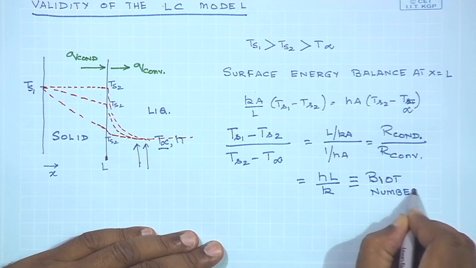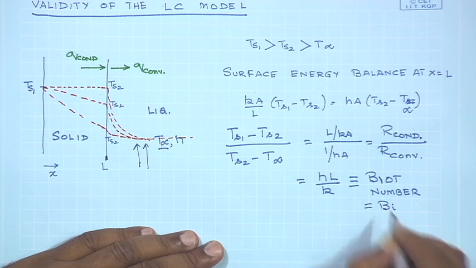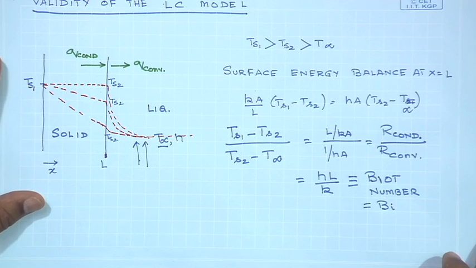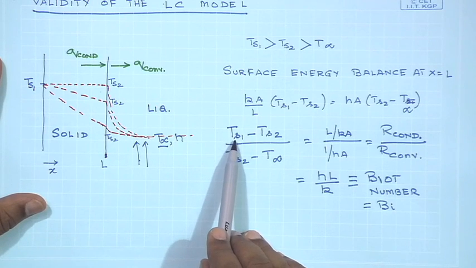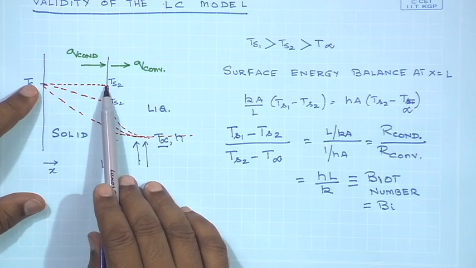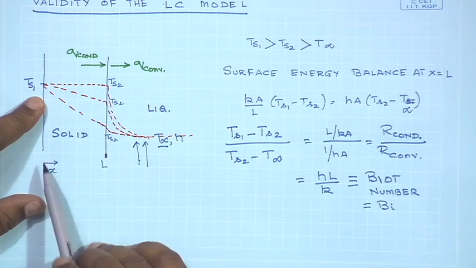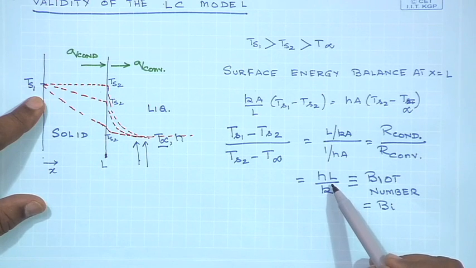and the Biot number is a dimensionless number, expressed as Bi. So, hL by k is termed as the Biot number. Therefore, you can see, in order to have less temperature gradient in the solid, that is between x equals 0 and x equals L, the value of the Biot number must be small.